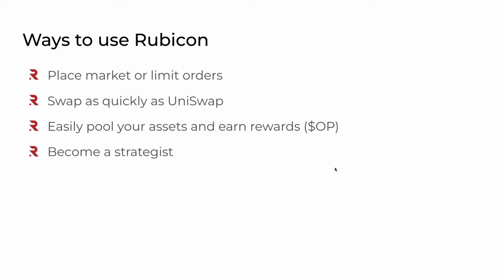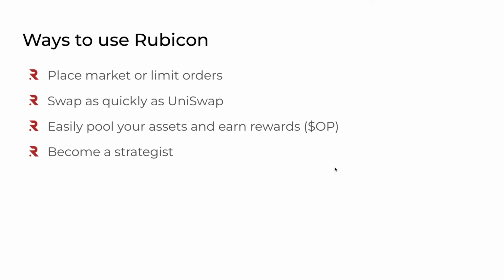Thirdly, you can passively pool your assets single-sidedly, so you can deposit OP and just OP. You don't have to pair it with a different asset, and you can earn rewards. The rewards you earn come from what the strategists do in the order book with your tokens that you've deposited, and you get a kickback from the money that they make trading with your assets. Rubicon also has OP rewards that they are distributing to any people who pool their assets on the platform.